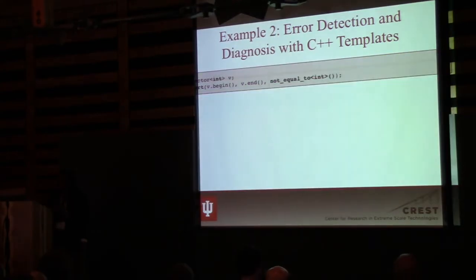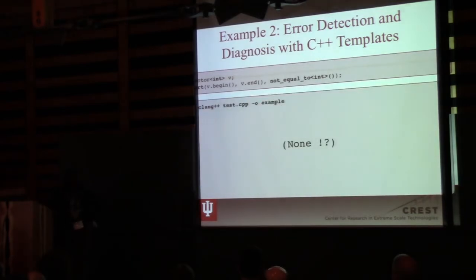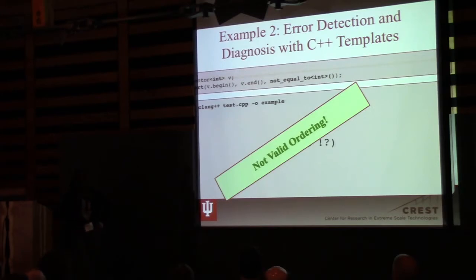Now here's another problem. We now have a vector of integers, and we're trying to sort them, and we do pass an operator that acts on integers. But it's a not equal to operator. Does it make sense to sort things with not equal to? The compiler thinks so. But even the STL tells us that should not be the case. So you get situations like this where you have semantic errors that are not captured by the compiler. And we kind of don't want that to be the case, right?